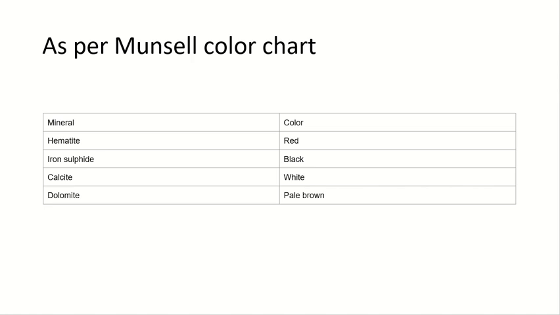As per the Munsell color chart, the mineral present and the color of soil is given in this table. Hematite is red, iron sulfide is black. We have already studied that manganese and iron will produce a black color soil. Calcite is white, dolomite is pale brown.